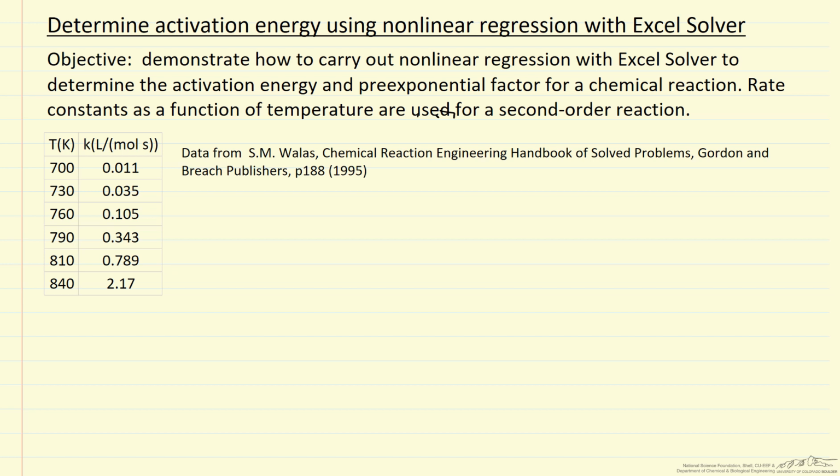I'm going to describe and show how to use Excel Solver to carry out nonlinear regression, in particular where we want to determine an activation energy and a pre-exponential factor for a chemical reaction. And the rate data, temperature, and the corresponding rate constant at that temperature, are what we'll use in this nonlinear regression. So let's look at a copy of the spreadsheet so I can explain what the terms are.